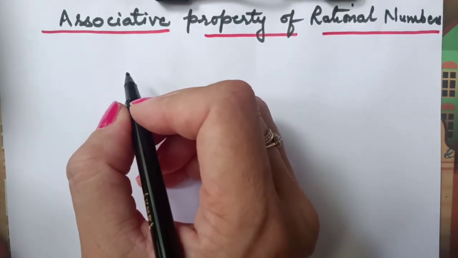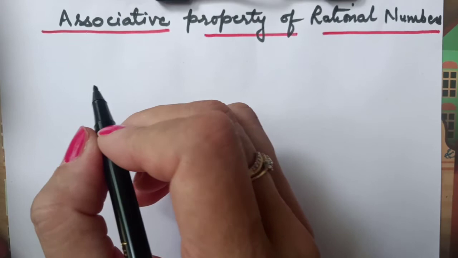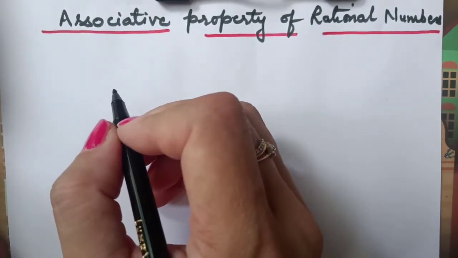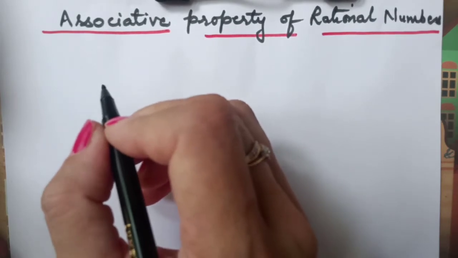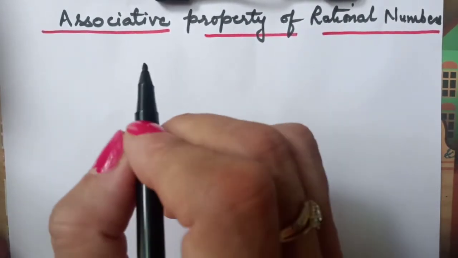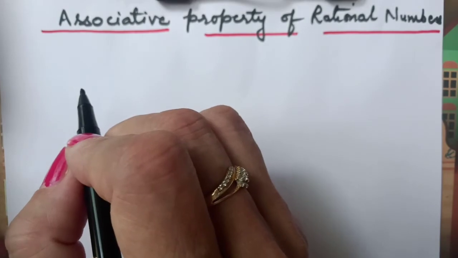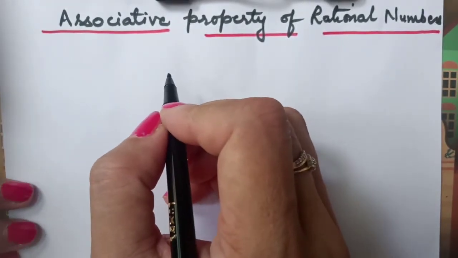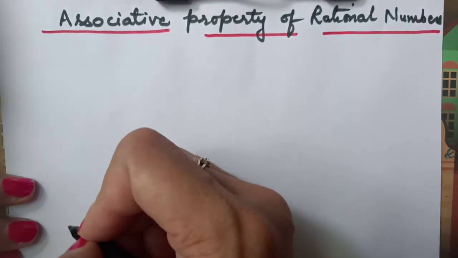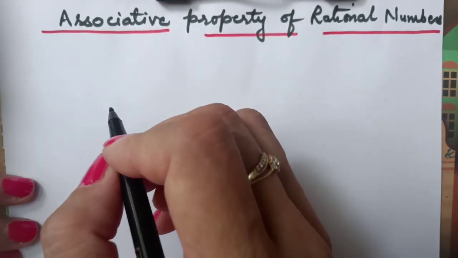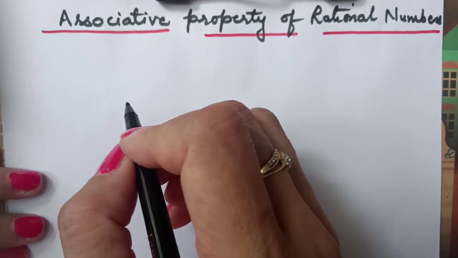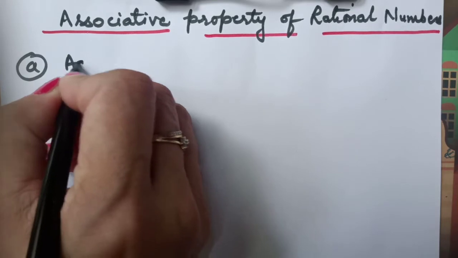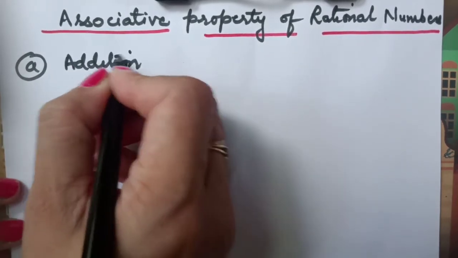कल के वीडियो में हमने डिस्कस करी थी प्रॉपर्टी, कॉम्यूटेटिव प्रॉपर्टी ऑफ रैशनल नंबर। आज के वीडियो में अनदर वेरी इंपॉर्टेंट प्रॉपर्टी, एसोसिएटिव प्रॉपर्टी ऑफ रैशनल नंबर वी आर गोइंग टू डिस्कस। This property also we will discuss for all mathematical operations like addition, subtraction, multiplication and division. So now we are going to discuss this property for addition.